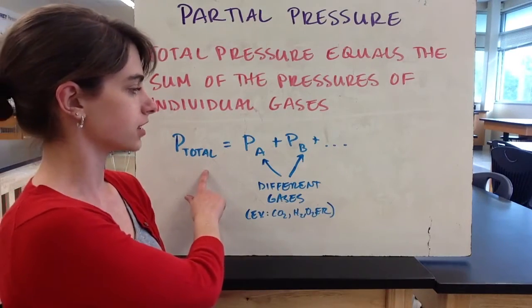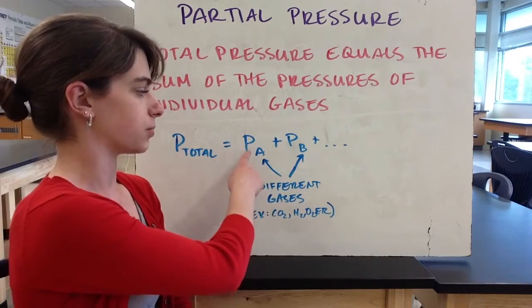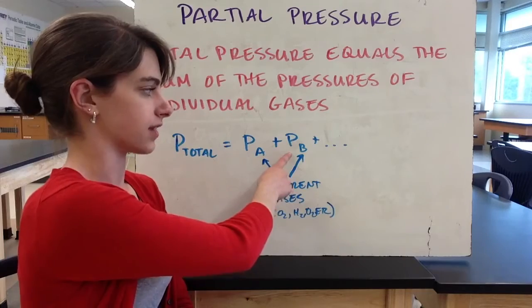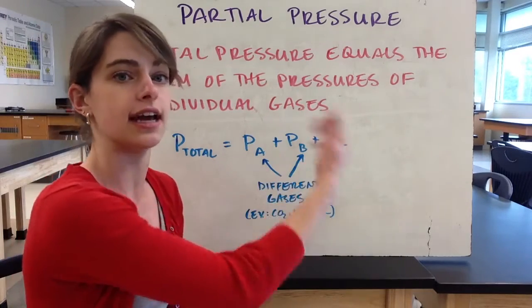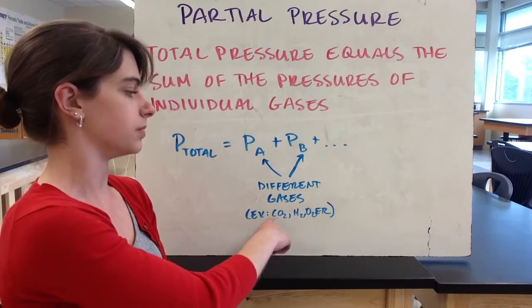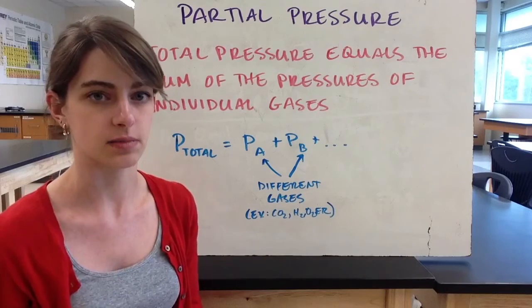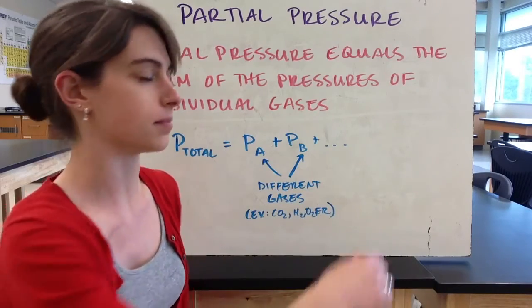The total pressure is simply equal to the sum of the individual pressures. So pressure of gas A plus the pressure of gas B plus the pressure of gas C, etc., etc. So A and B in this simple formula would be the different gases, whether it's carbon dioxide, water, oxygen, whatever the gas may be. So let's look at 2 different examples.